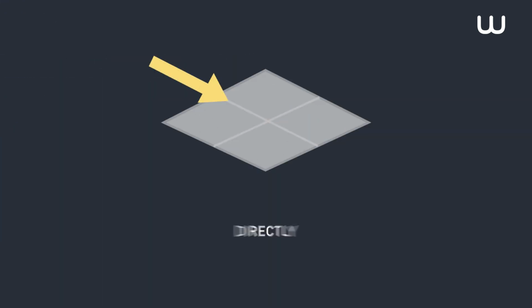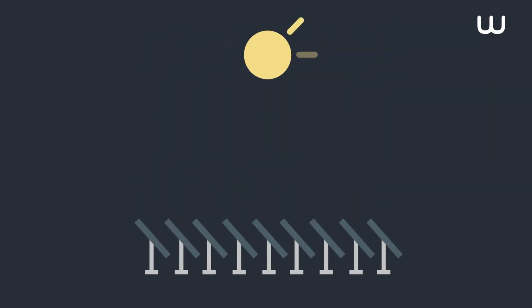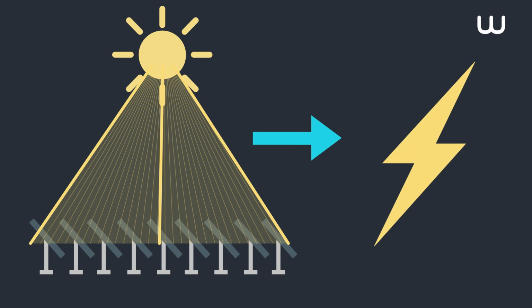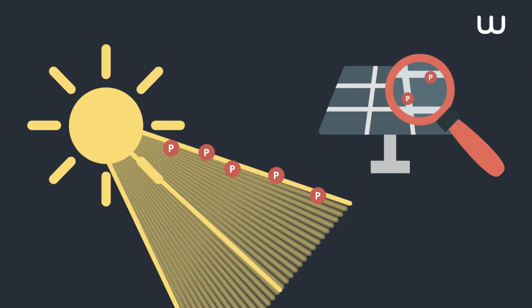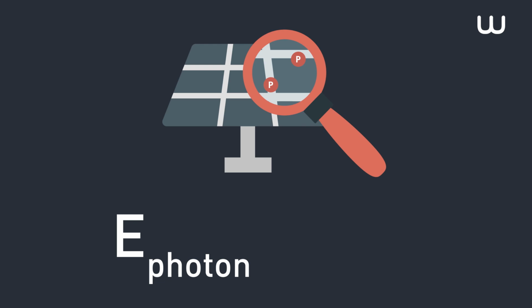We can also use photovoltaic cells to directly transform solar energy into electrical energy. Photovoltaic cells convert the energy of photons, which are the particles that make up light, into electricity. The energy of a photon, noted E photon, is calculated by multiplying Planck's constant h by the frequency of radiation.